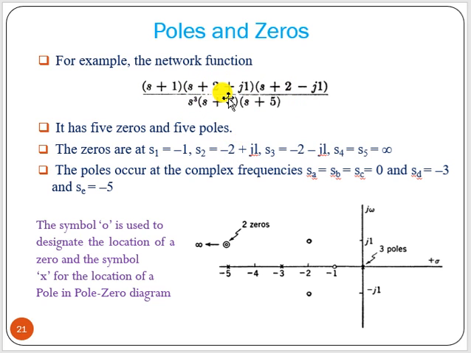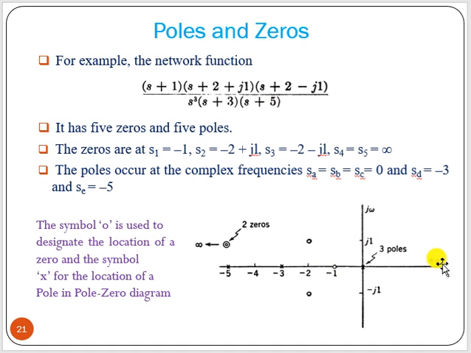So how do we find them? Take this one equal to 0, s equal to what? You can find out. Now for poles we have s cube, that means s equal to 0, three times. Then s equal to minus 3, s equal to minus 5. So this is the pole-zero diagram, or s plane.